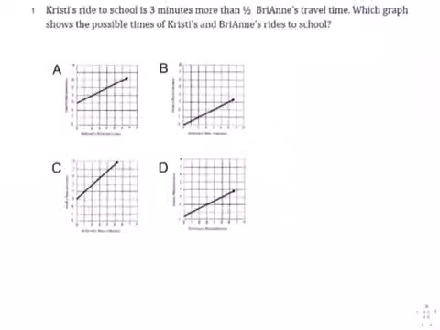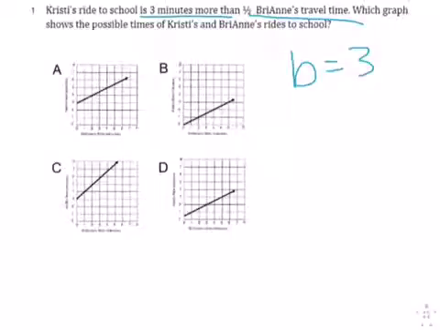So it says Christy's ride to school is 3 minutes more than one half of Brienne's travel time. So we know that since Christy's ride is 3 minutes more than one half of Brienne's travel time, that 3 minutes isn't going to change. So that means 3 is our y-intercept. B equals 3. One half Brienne's travel time would be written 1/2 x, because we don't know her travel time. So that would be our slope. So our m equals 1/2.